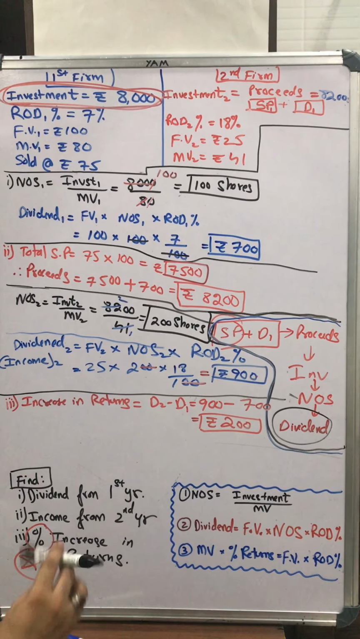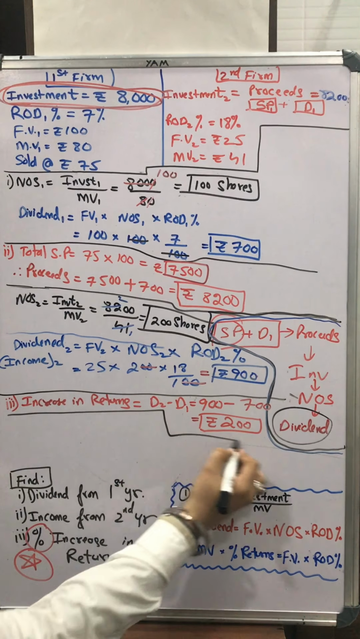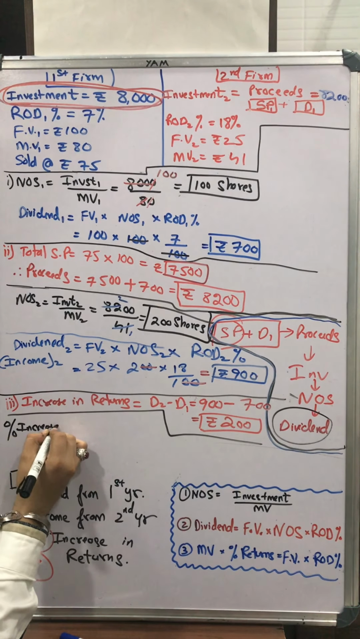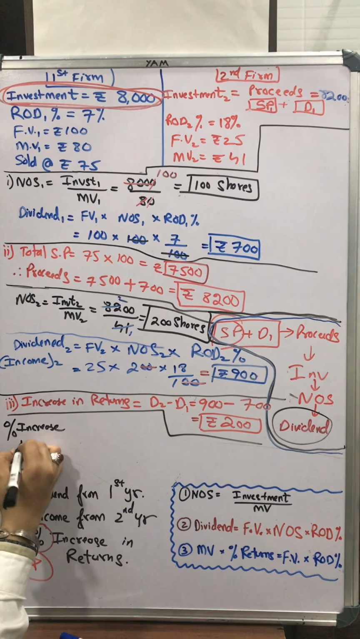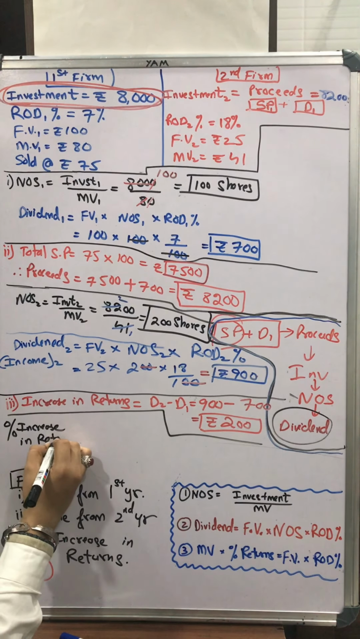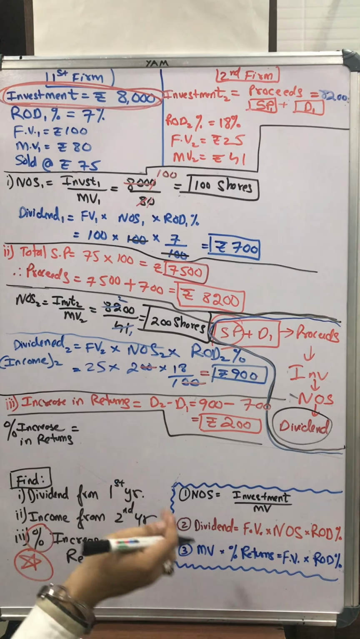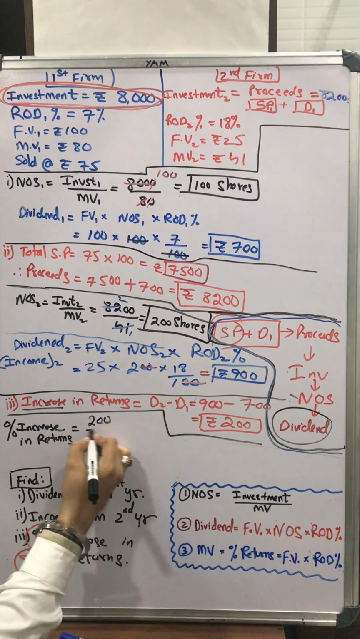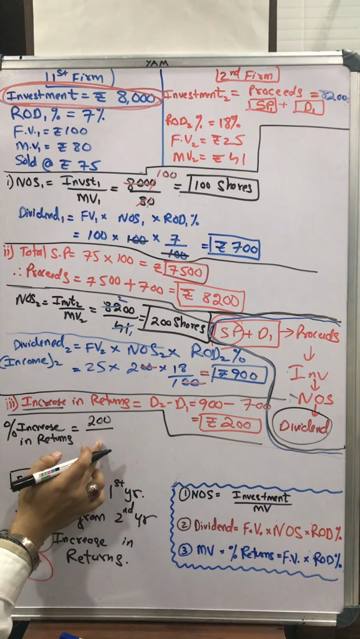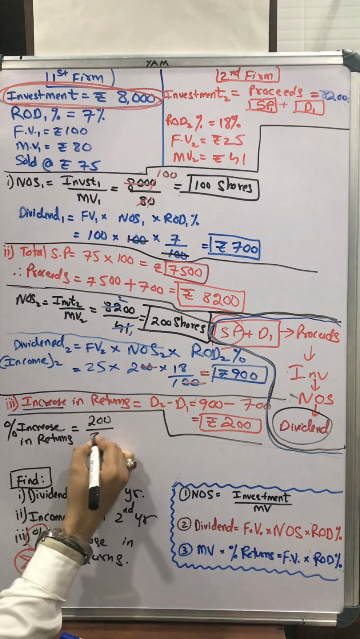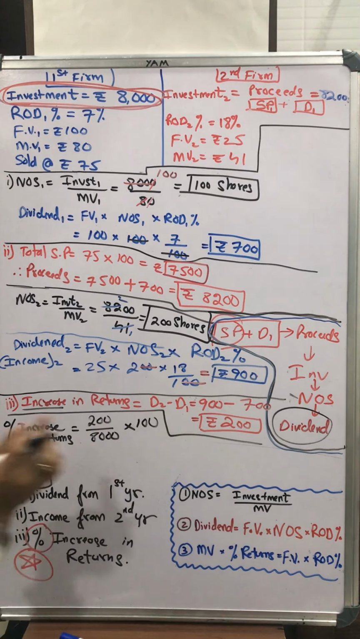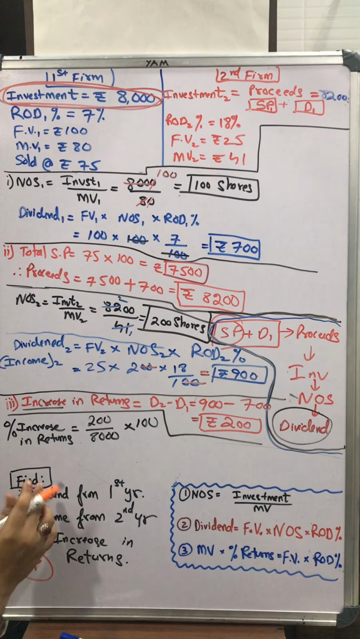So I'll write here percentage increase in returns will be how much? 200, which is the only increase, upon original investment. Students, what is my original investment? It's given here, 8,000. Multiply by, students, 100. Why this 100? Because we need to find the percentage. Okay, now it's very simple, students.